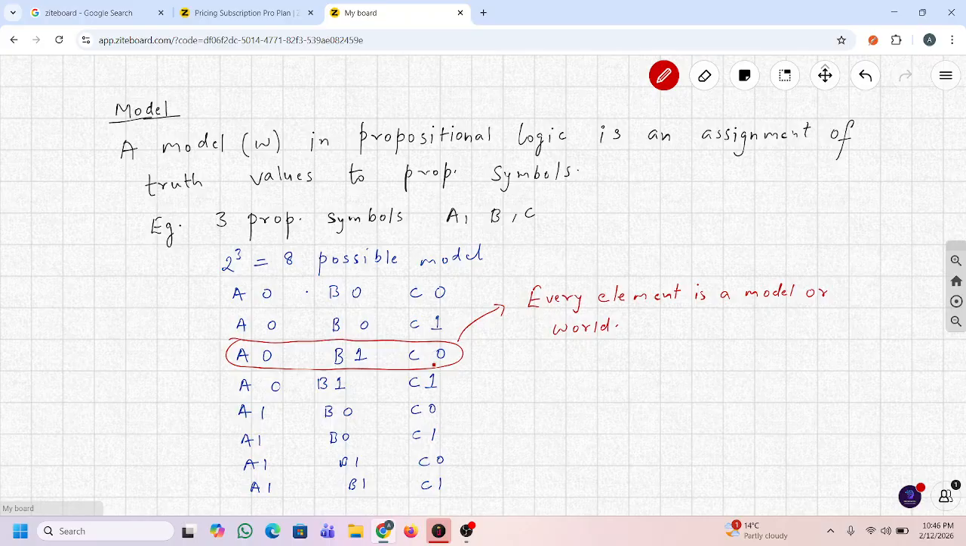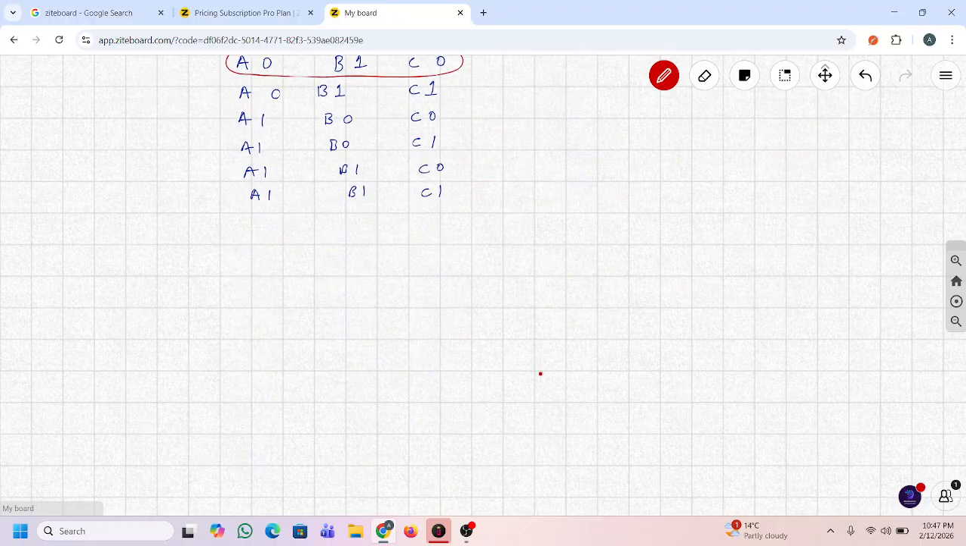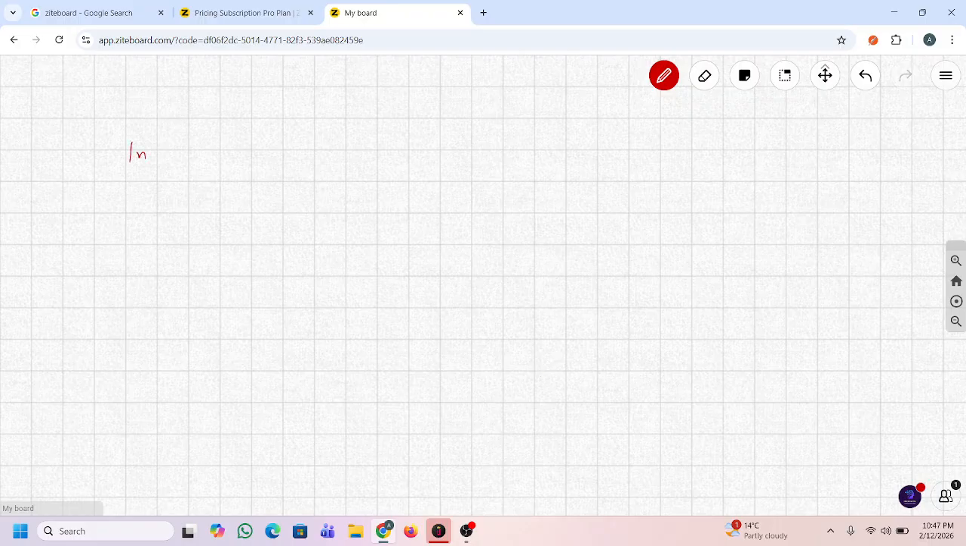Is it okay? So we saw about syntax, about formulas, and then we saw about models. Okay, so what are models? And after this, what we will be talking about is interpretation functions. Okay, so what is an interpretation function?